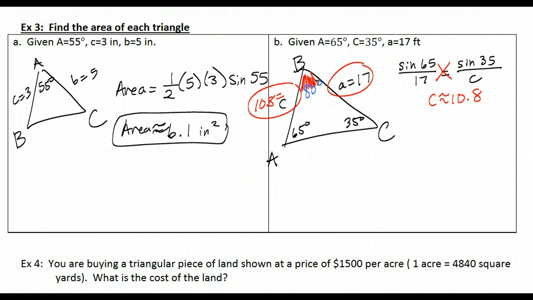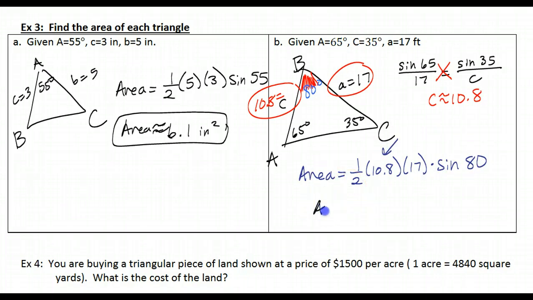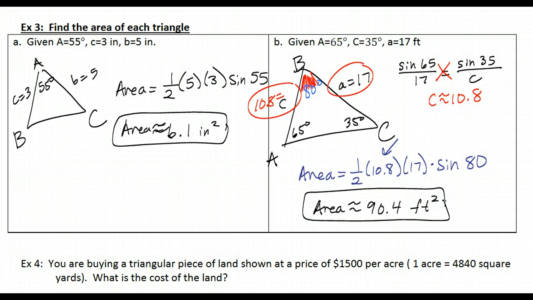So now I have two sides and the angle in the middle, and that's what I needed to use my area formula. So 1/2 times side times side times sine of the angle in the middle. And this is a rounded answer, so our answer is not going to be exact. But that is okay because we're just rounding it anyways. So 90.4 feet squared is my area for part B.